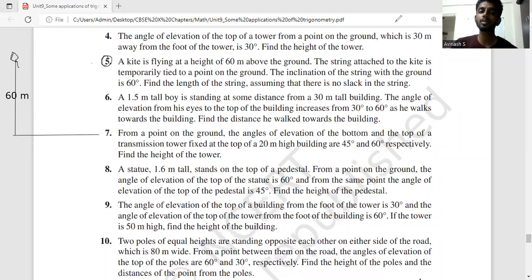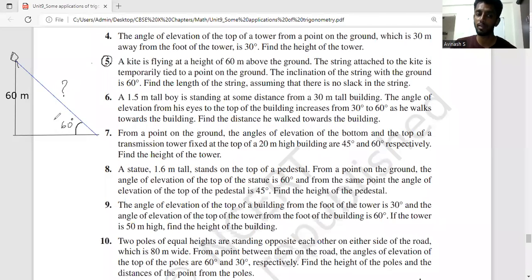The string attached to the kite. The string means basically the blue color one, this one. The string that is attached to the kite is temporarily tied to a point on the ground, and the inclination of the string with the ground, when I say inclination, they mean the angle that is made between the string and the ground, is 60 degrees. This is also given in the question. Find the length of the string. So this is the string.